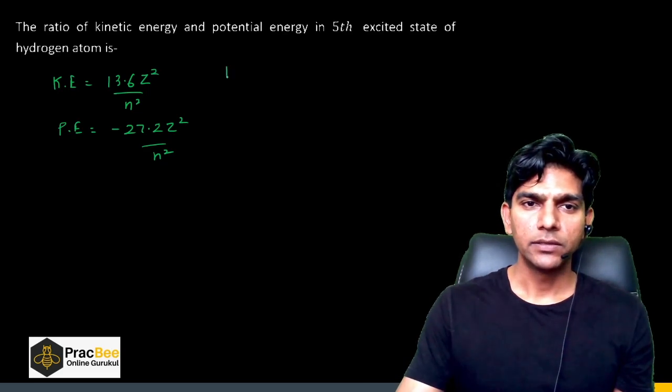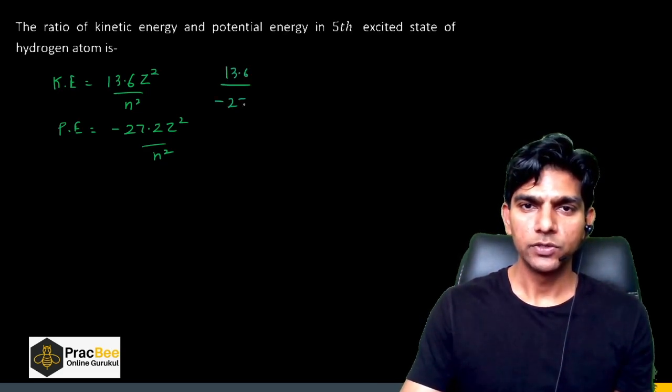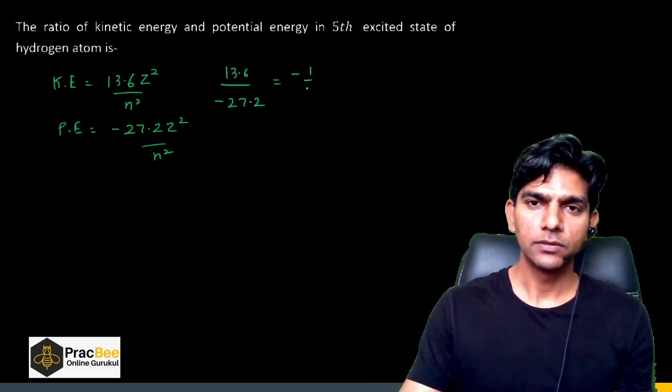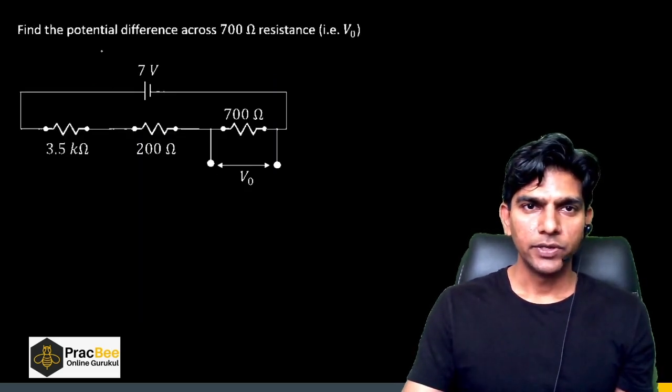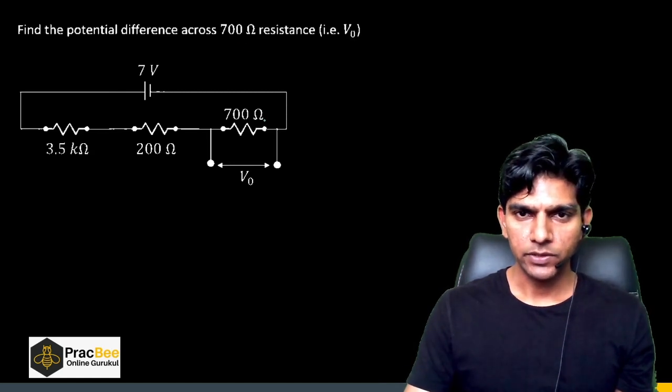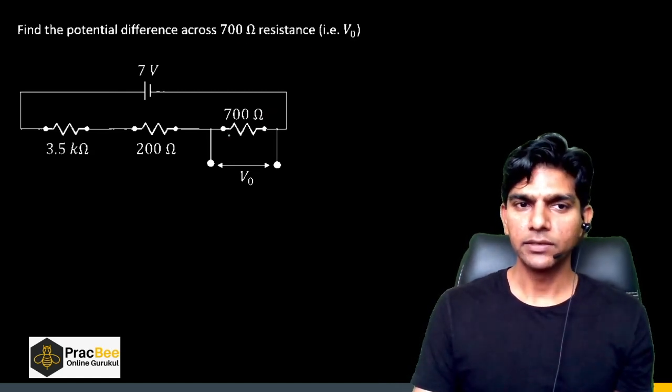So it will be 13.6 divided by minus 27.2. So it will be minus 1 by 2. So minus 1 by 2 should be the answer. Next, we have to find the potential difference across the 700 ohm resistor, and we have 3 resistors connected in series.